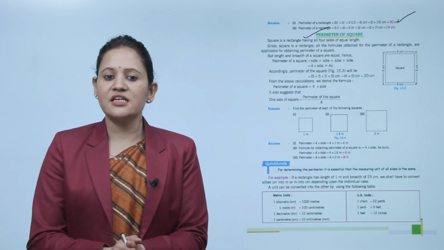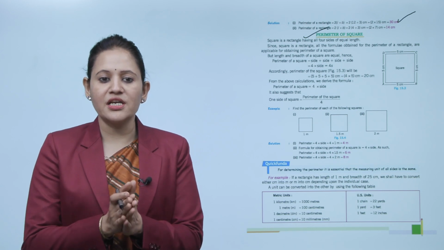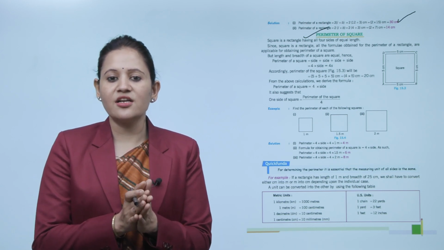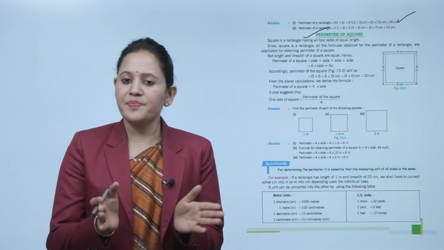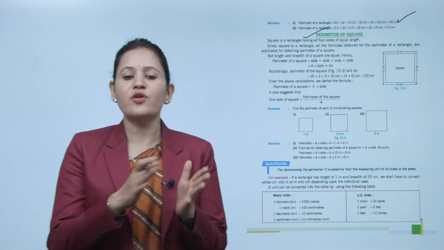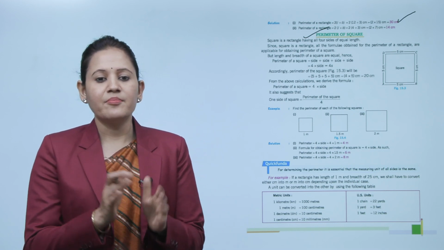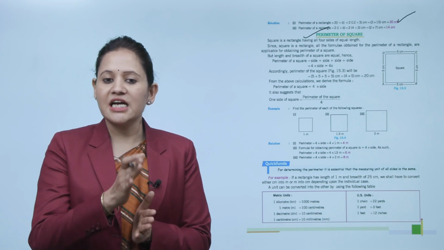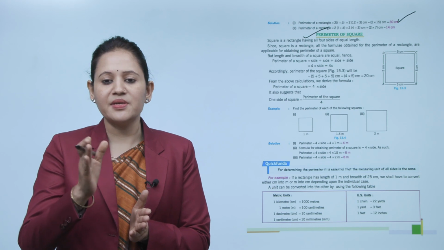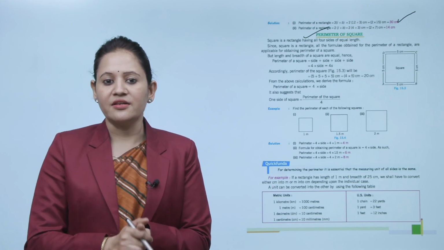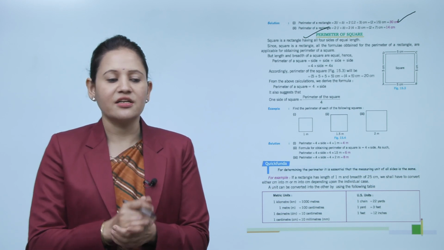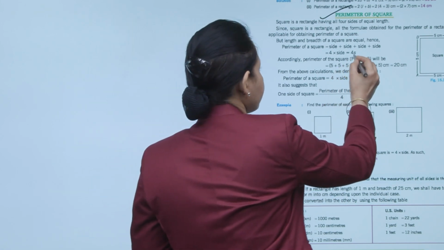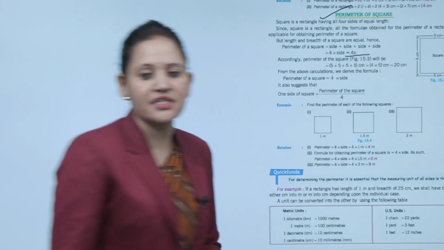A square is a rectangle having all four sides equal in length. Since a square is a rectangle, all the formulas obtained for the perimeter of a rectangle are applicable for obtaining the perimeter of a square. But the length and breadth of the square are equal, hence the perimeter of a square will be side plus side plus side plus side, the sum of all four sides. We can write 4 into side, that is 4s. Side we are representing by s.